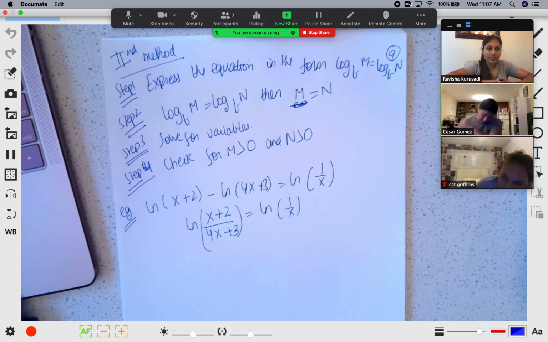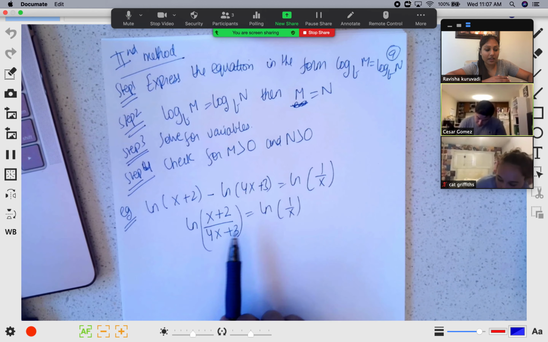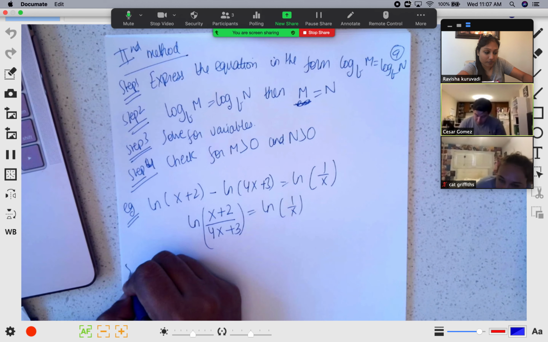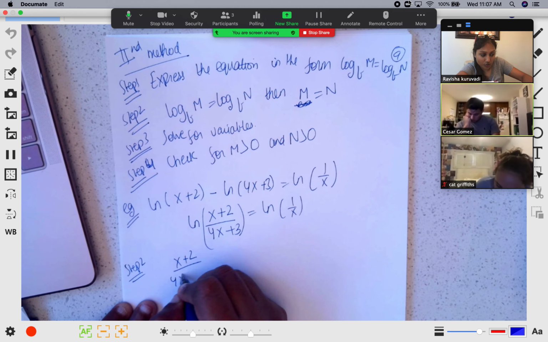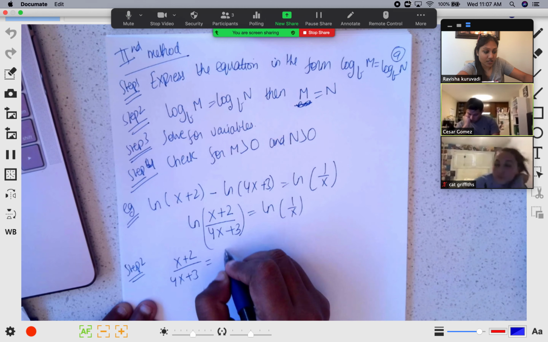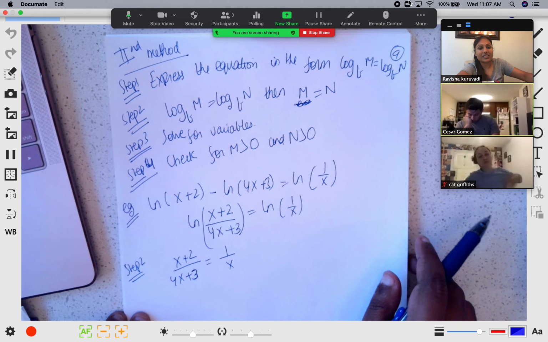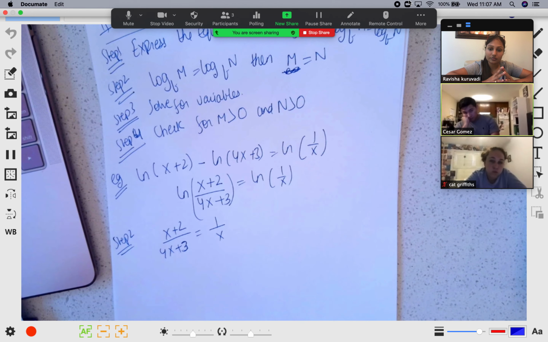Step 2 says if you have log this is equal to log this, your bases are the same and I have both ways ln. Then in step 2, basically my x plus 2 over 4x plus 3 is equal to 1 over x. I can write it like this. The reason is both sides I have ln and ln have the same base e. If my bases are same, I can put it equal to each other. Now I need to solve this and find the value of x.